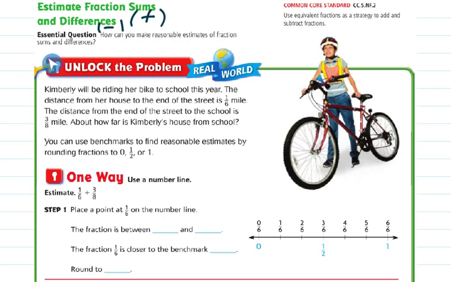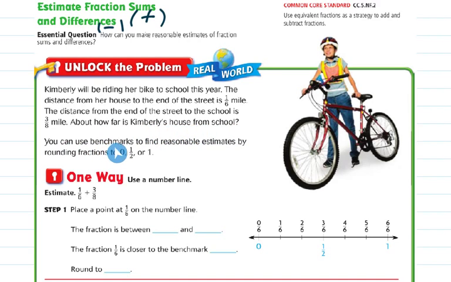We're going to start with the real world and unlock the problem. Kimberly will be riding her bike to school this year. The distance from her house to the end of the street is 1/6 of a mile. The distance from the end of the street to the school is 3/8 of a mile. About how far is Kimberly's house from school?